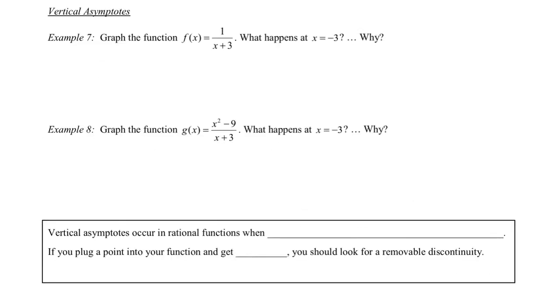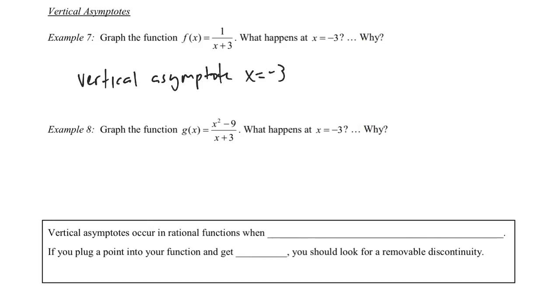Okay, next thing we're going to discuss are vertical asymptotes. We're going to talk more about these later on in the semester, but I want to give you a little preview here. If you'll take your calculator and graph the function f of x is equal to 1 over x plus 3, I'd like for you to figure out what happens at x equals negative 3. Hopefully you see that the graph is showing you a vertical asymptote at x equals negative 3.